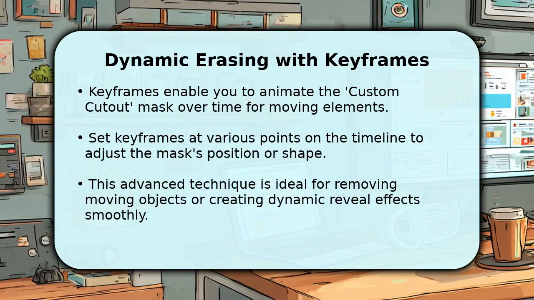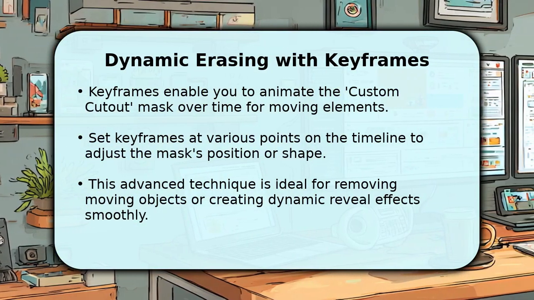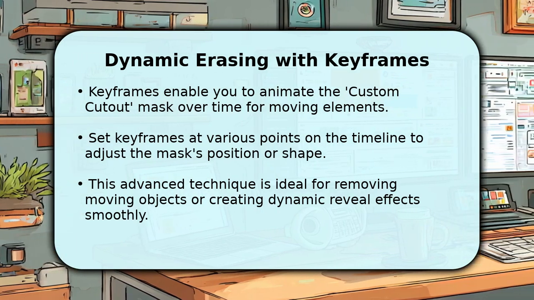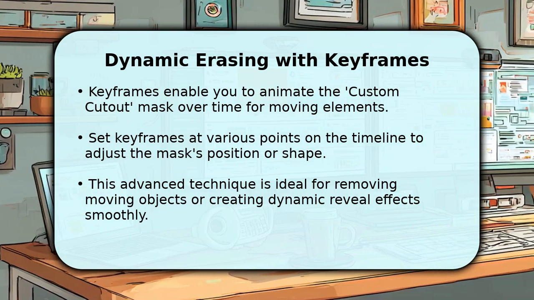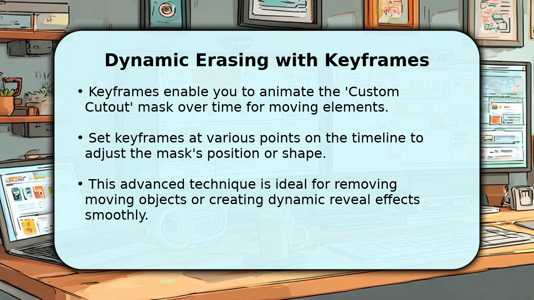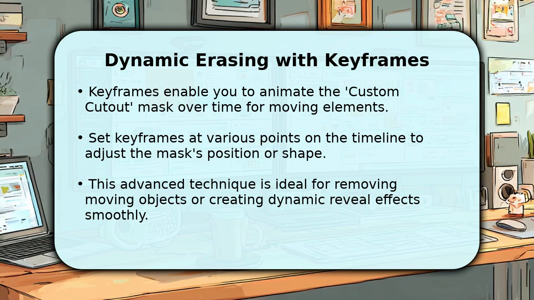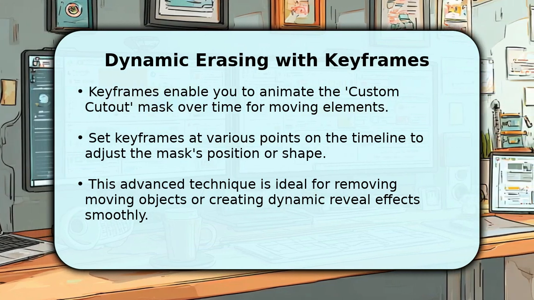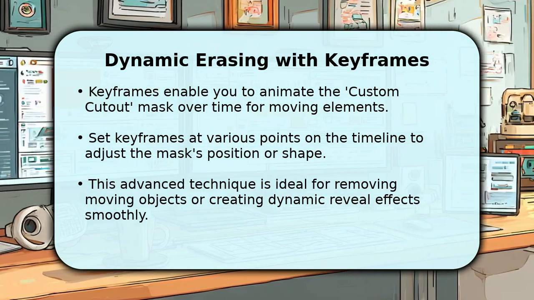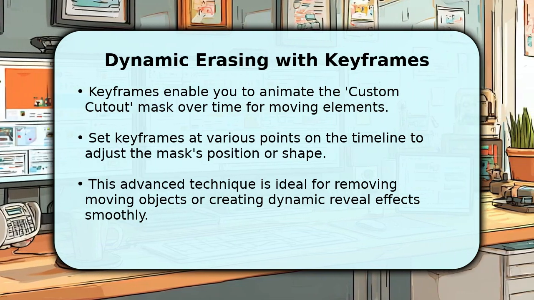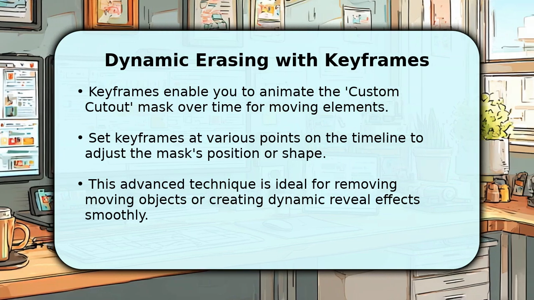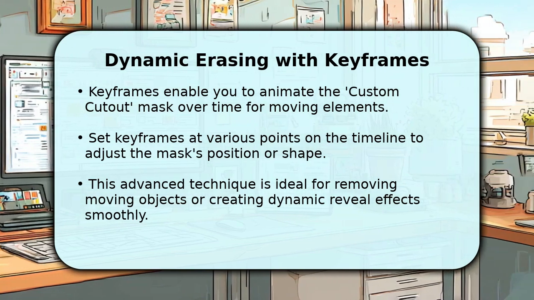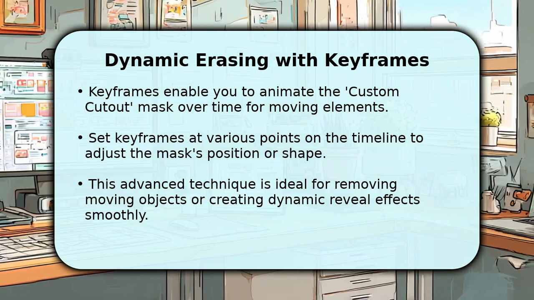To remove moving objects or create dynamic reveals, leverage keyframes with your custom cutout mask. First, create your initial mask, then move your playhead to a new point on the timeline. Adjust the mask's position or shape to follow the object, and CapCut will automatically generate a keyframe. Repeat this process every few frames to animate the mask's movement smoothly, ensuring a seamless erasure throughout your video clip.